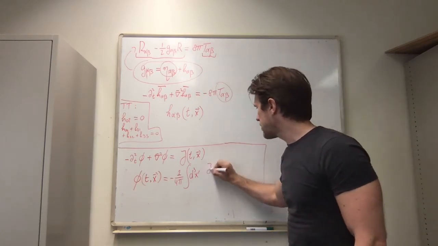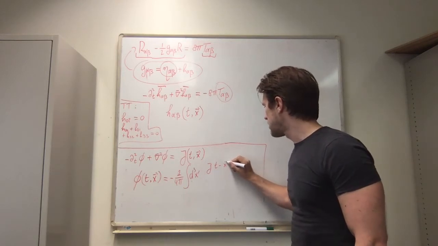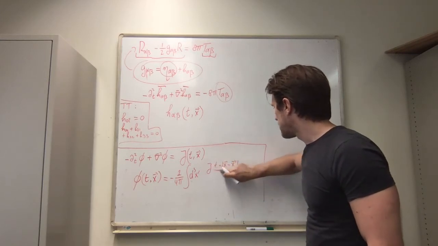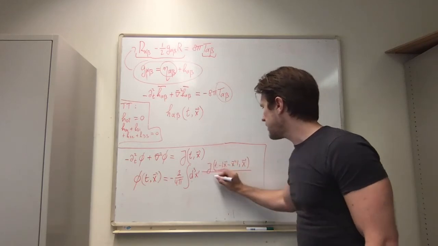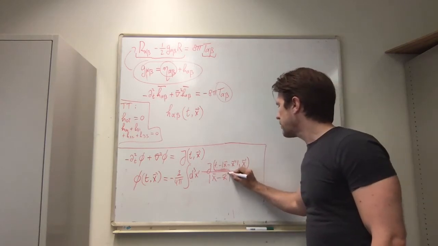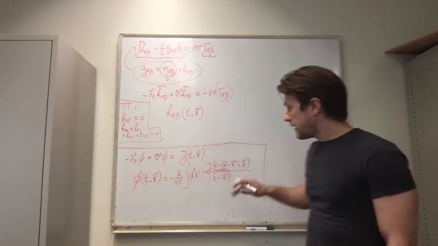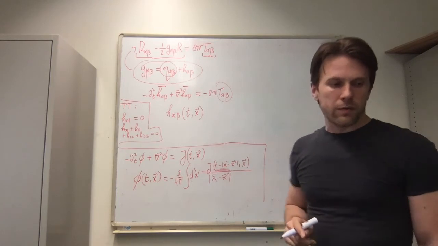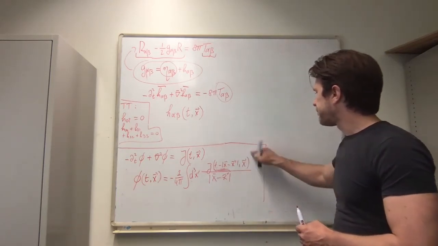Of the following: j of t minus the absolute value of x minus x prime, and x prime, and then divide everything by the absolute value of x minus x prime. Again, I mentioned that the prime matters. Again, this is just a solution. Plug this into here and you will see that it fits. Now, just to tell you what these things mean, let me make a little picture of this.